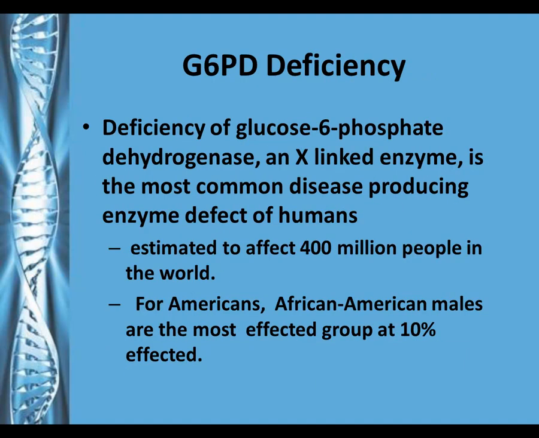So we also have G6PD deficiency. This is a deficiency in glucose-6-phosphate dehydrogenase. This is an X-linked enzyme, and it's the most common disease-producing enzyme defect in humans. It is estimated through research that approximately 400 million people in the world have a G6PD deficiency. For Americans, African American males are the most affected group.